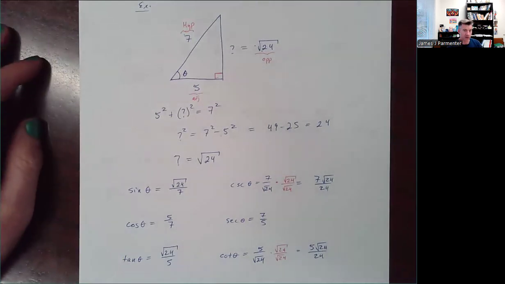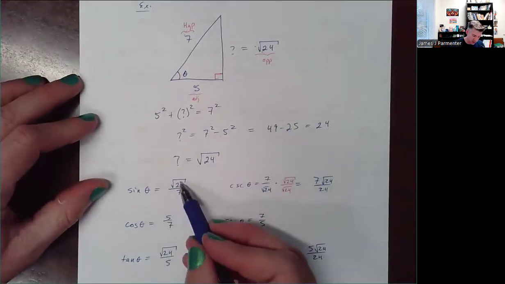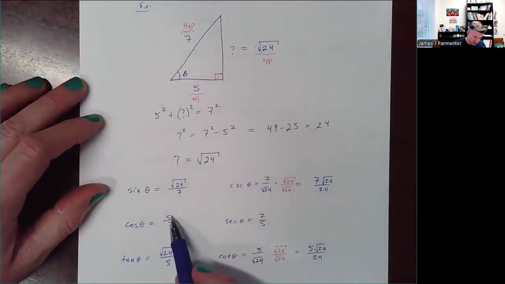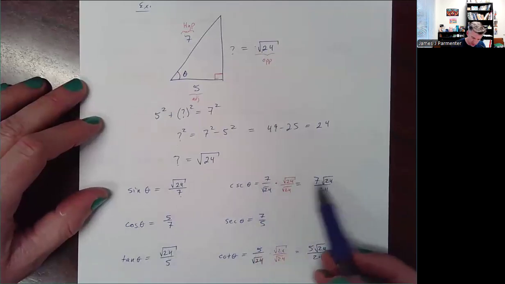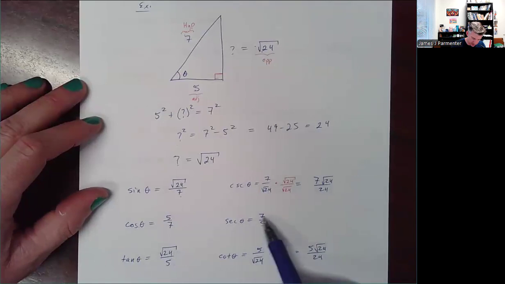not too hard. Definitely have to remember though that sine is opposite over hypotenuse, cosine is adjacent over hypotenuse, tangent is opposite over adjacent, cosecant is hypotenuse over opposite, secant is hypotenuse over adjacent, cotangent is adjacent over opposite.